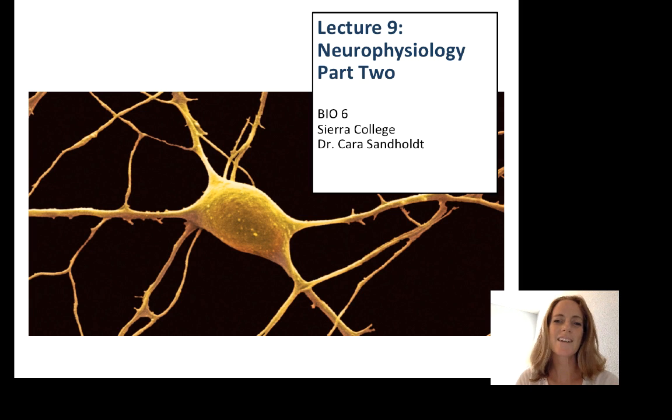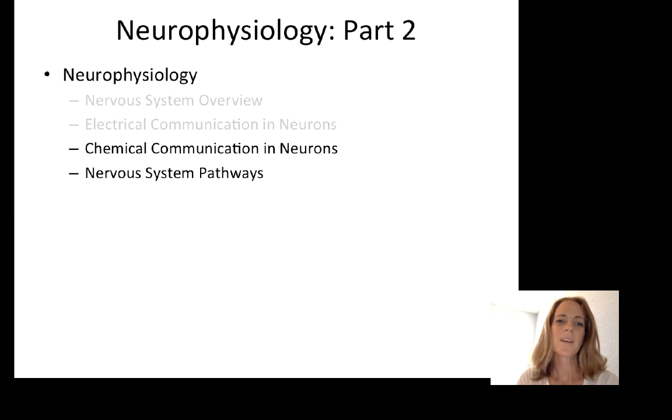Hi everyone, this is Lecture 9, Neurophysiology Part 2. So we are going to continue where we left off with neurophysiology. The last lecture, we introduced you to the anatomy of the neuron, which is the primary signaling cell in the nervous system, and we talked all about electrical communication in neurons, how graded potentials and action potentials activate neurons, and what those signals look like and how we measure them with membrane potential.